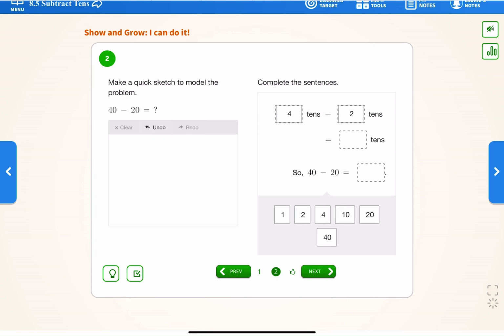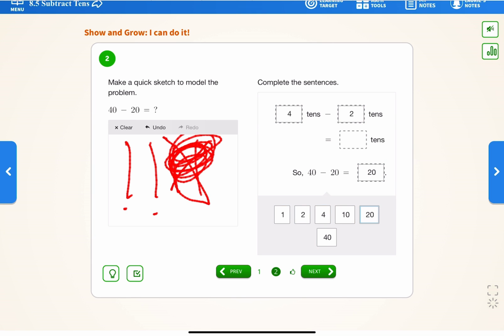Okay, I'm going to, oh no, I cleared it. But let's, okay, so that's 40. But since we're taking away 20, we know that's 2, so we're going to be taking away 1, 2. To show that we have 2 left over, so 10, 20. So 40 minus 20 will be 20. And then 4 minus 2 would be what? 2.